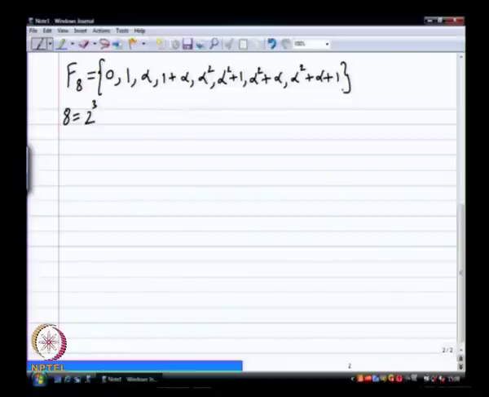Then the primitive polynomial is important. You have these 8 polynomials, so what is the primitive polynomial? You can take any one of two possibilities, we will take this one. Alright, so that is F8.